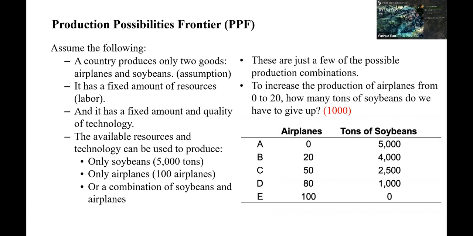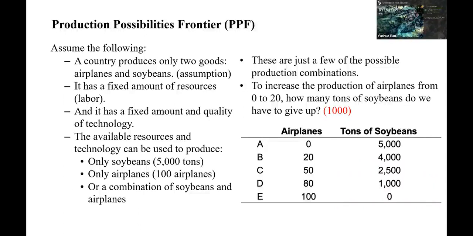So let's see an example together. Assume the following: a country produces only two goods. That's the assumption, right? Because in an economic model, we need the assumption first. The assumption is only two goods, airplanes and soybeans. What is given is a fixed amount of resources, labor, and also a fixed amount and quality of technology. With the available resources and the technology we can produce only soybeans, 5,000 whatever.